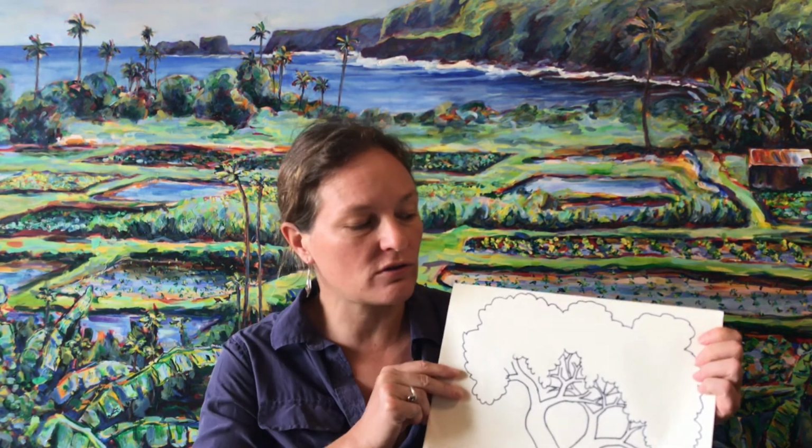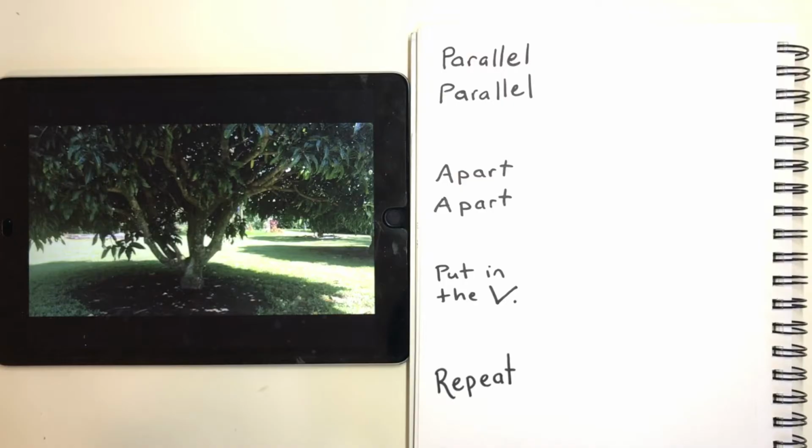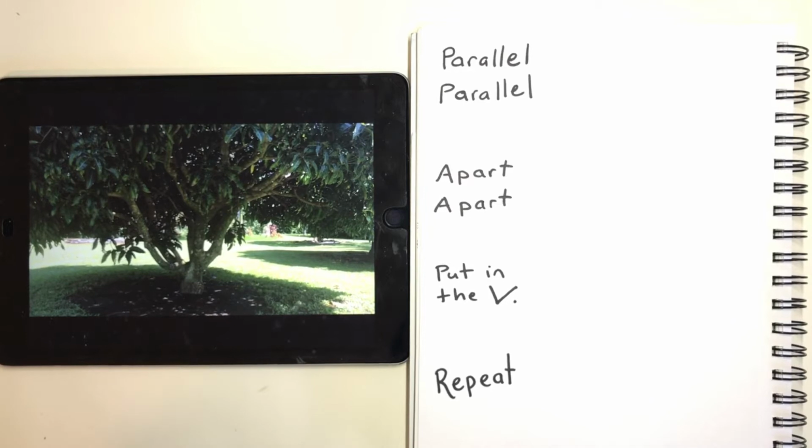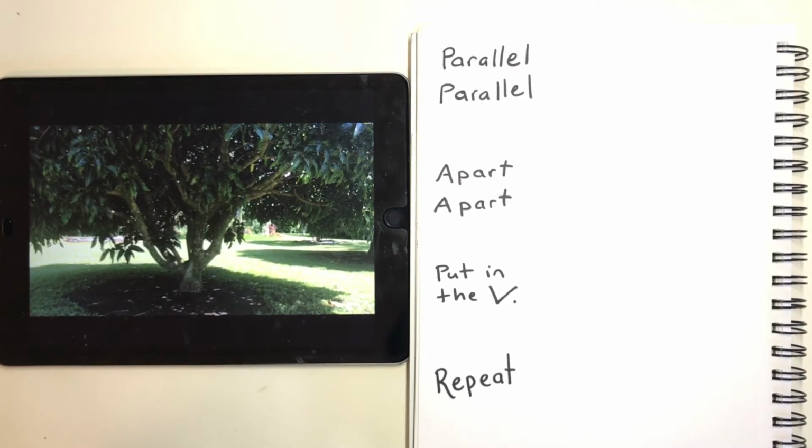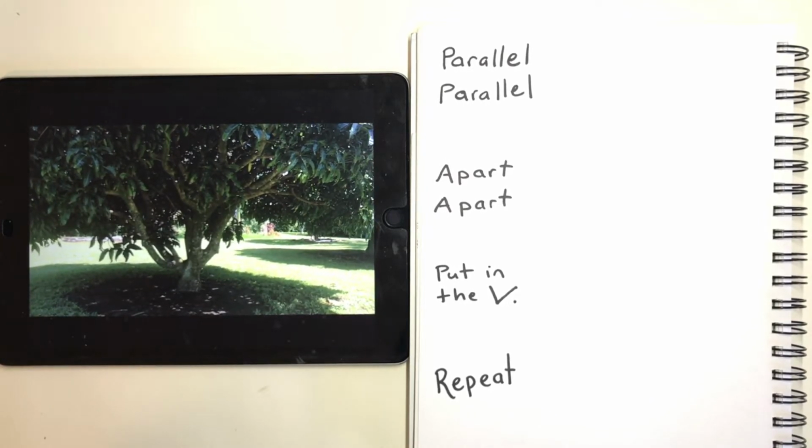Did you know that every tree follows a pattern? If you look at trees, you can find the pattern of how they grow, and most trees follow the same pattern. I'm going to show you that pattern today, and we're going to use it to draw a beautiful tree. Let's get started. For drawing any tree, they all follow the same pattern.